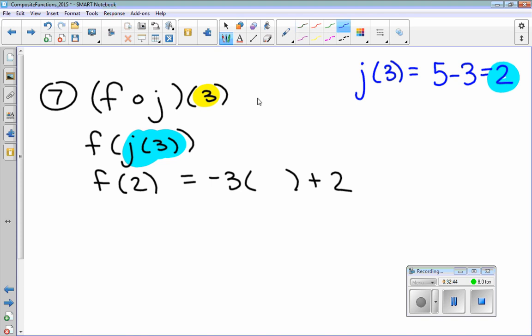Because that's f, but I'm plugging in the number 2. Multiply and combine like terms. So you're going to get an actual number answer with problems 7 through 15. Okay? It's different than if I had an x there.